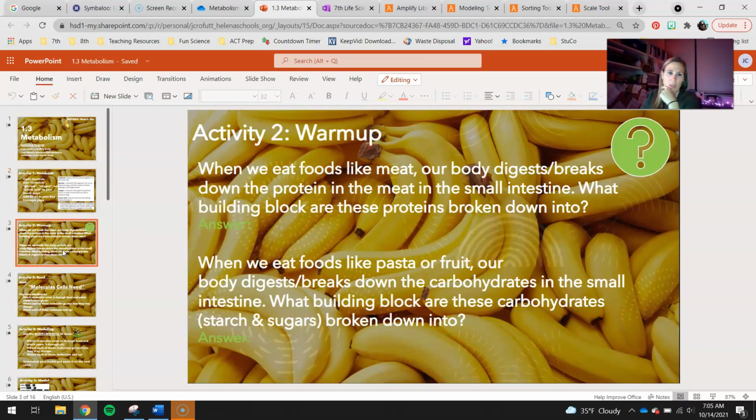Okay, this is a question from yesterday's assignment. When we eat foods like meat, our bodies digest or break down the protein in the meat in the small intestine. Remember, I showed you guys the meter sticks and said our small intestines were about 7 meters long. And in that first 25 centimeters of our small intestine, that's where most of our body's digestion occurs. So what building blocks are these proteins broken down to? Or you could ask it this way: what are proteins made up of?